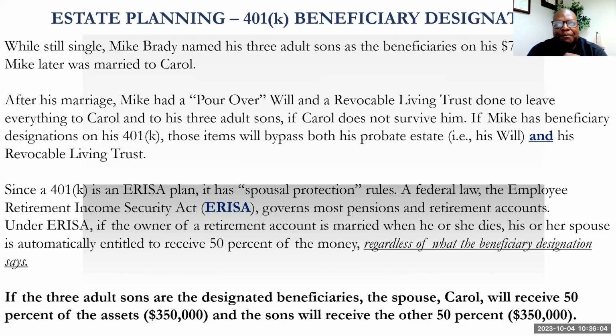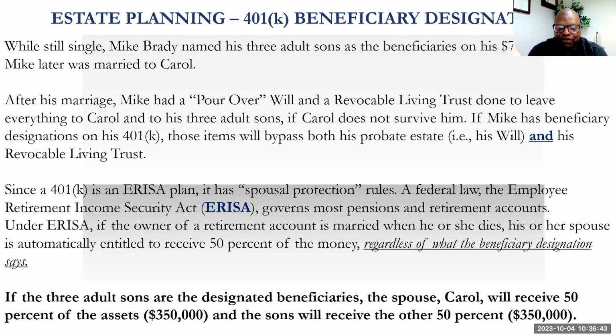I wanted to give a little example also, the difference between the IRA designation and a 401k. Same scenario, while he was single, Mike had his beneficiary designation on his 401k to his 3 sons. After his marriage, he did think about it and he said, you know what, I'm going to put something together, a revocable trust. It comes with what we call a pour over will, like you're pouring a drink. And it says, anything I didn't get a chance to put into the trust while I'm alive, take my probate estate, put it into the living trust.